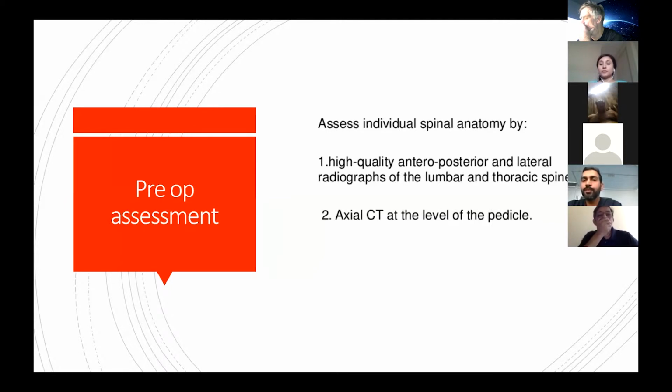For placing the percutaneous pedicle screws, pre-operative assessment is important, and we need to have high quality anteroposterior and lateral radiographs of the lumbar and thoracic spine, as well as an axial CT at the level of the pedicle.